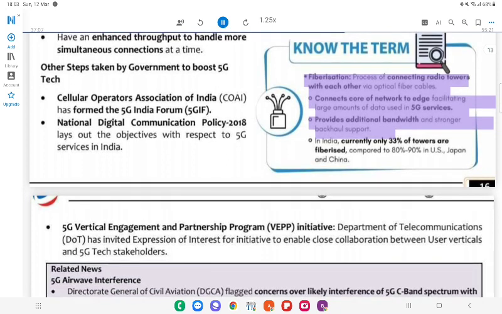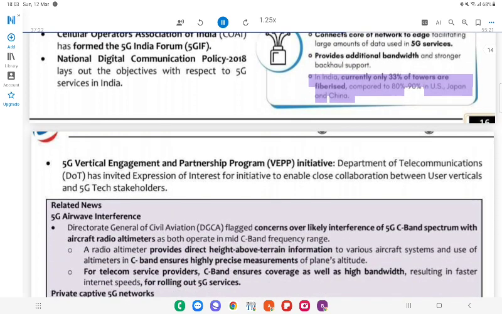Know the term: fiberization. It is the process of connecting radio towers with each other via optical fiber cables, or connecting the core of the network to the edge, facilitating large amounts of data used in services, and providing additional bandwidth and stronger backhaul support. In India, currently only 33% of towers are fiberized, compared to much higher shares in the US, Japan and China.